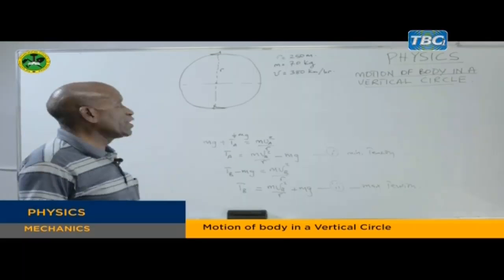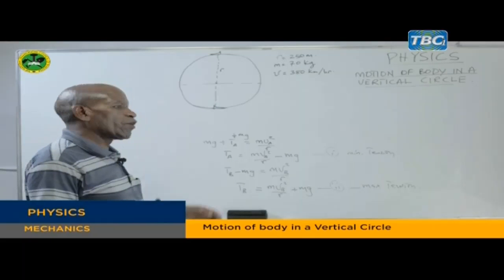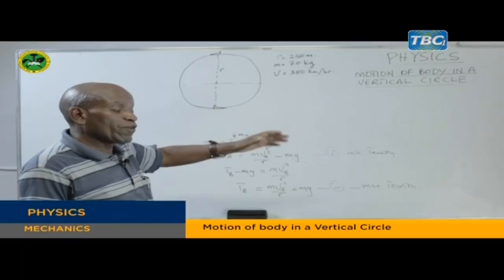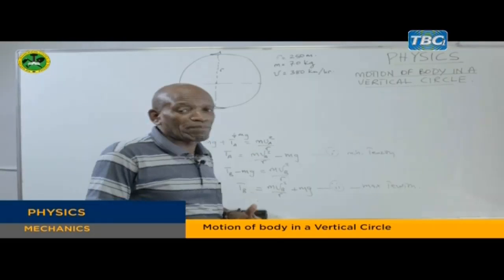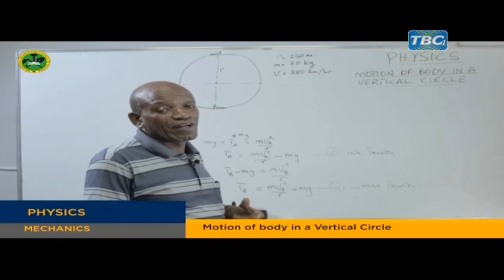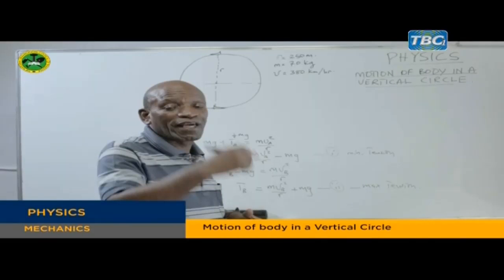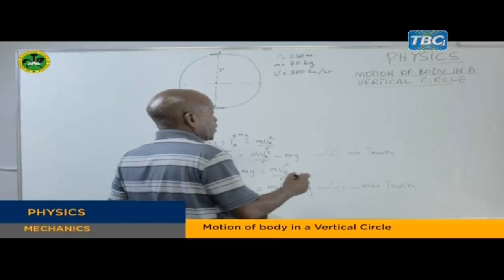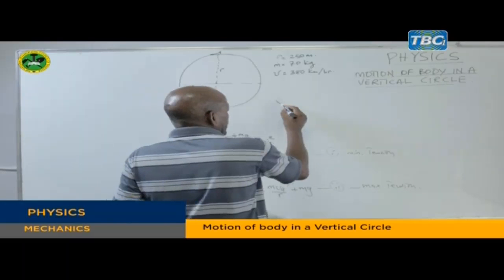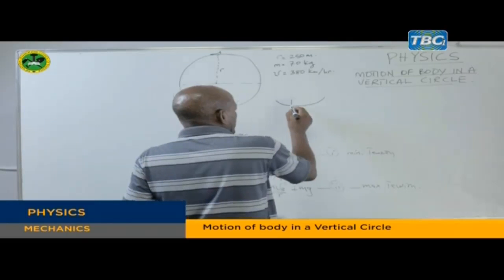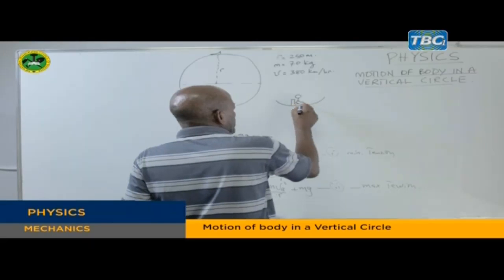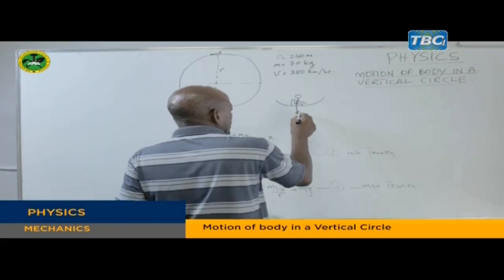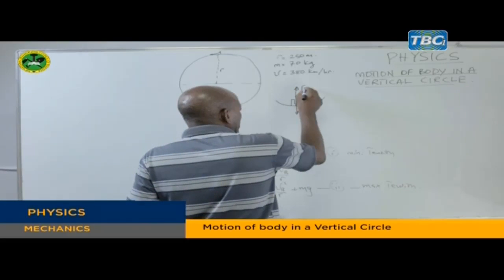So we need to calculate now the force exerted by a seat on a pilot. This is the reaction force that particular pilot will be feeling whenever he is looping a loop, moving around a circle. If we take this to be the pilot seat, his weight will be acting downward there, which is mg. Now the reaction force is acting upward there.